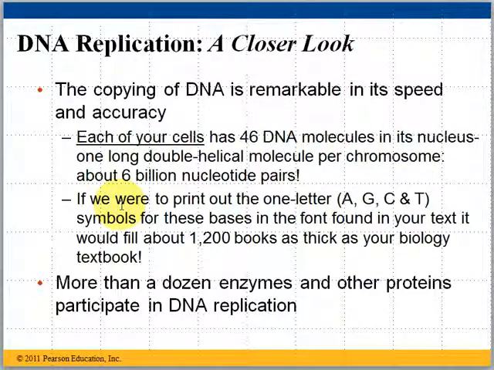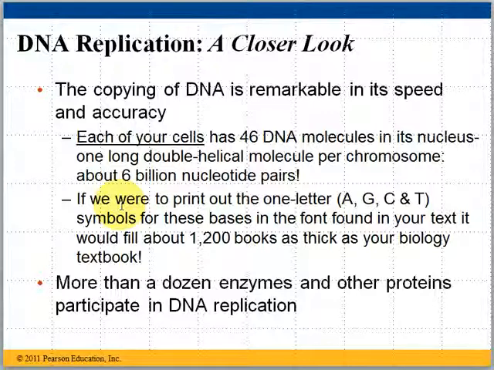So now we know the basics. We know that the DNA strand basically unwinds, unzips, and both parental strands are used as a template for the other half of a brand new strand to be created. So let's take a closer look at this, because the copying of the DNA is pretty amazing in both its speed and its accuracy. If you think about it, each one of your cells has 46 DNA molecules in the nucleus, and each one of these molecules is a long double helical shaped molecule, each one per chromosome, made up of about 6 billion nucleotide pairs.